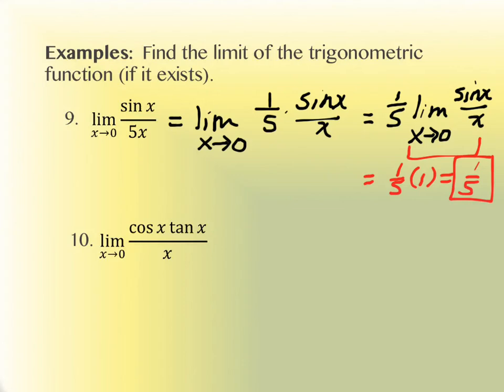Do I still have the same problem? Can I plug the 0 in? I mean, what's going to happen in this one? I do have a 0 in the denominator, right? And I actually have a 0 in the numerator too because the tangent of 0 is 0. Now cosine of 0 is not, but the tangent of 0 is. So I do have a 0 over 0 going on here. So what are we going to do?